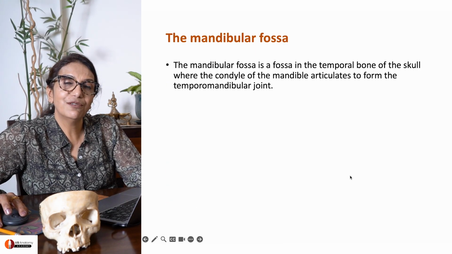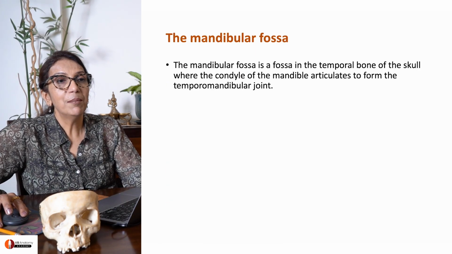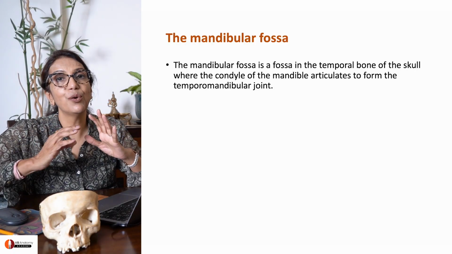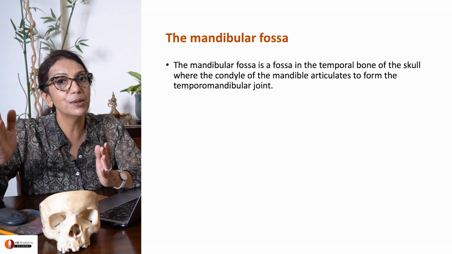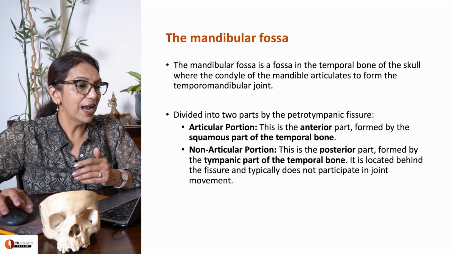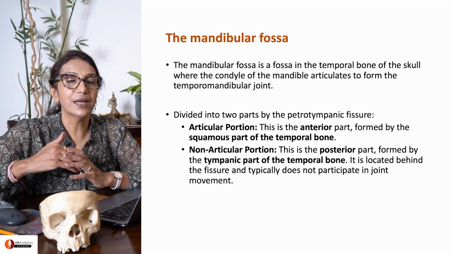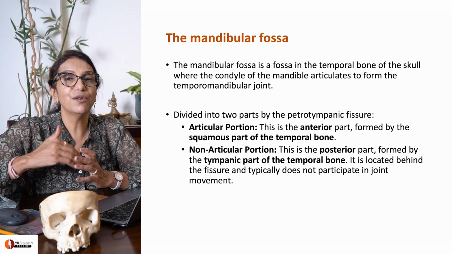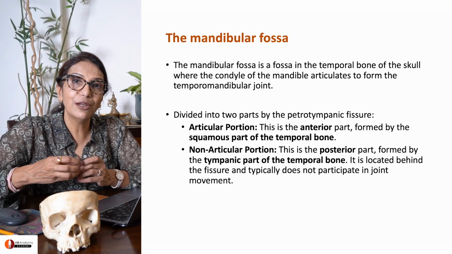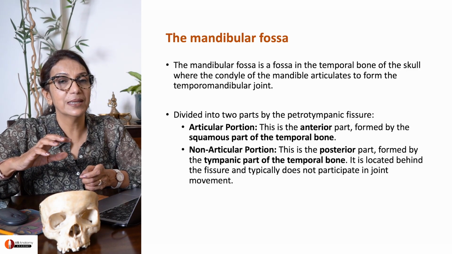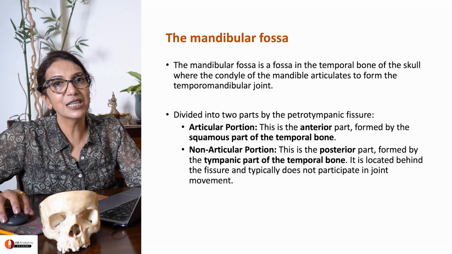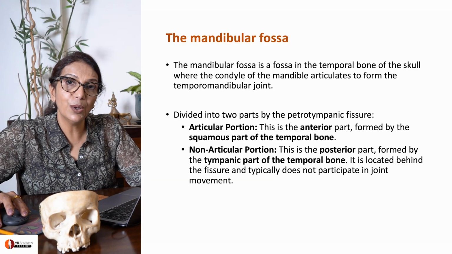What is mandibular fossa? Why is it important? Mandibular fossa is the part where the mandible fits to form the TM joint, temporomandibular joint. It has an anterior part which is articular and a posterior part which is non-articular. The posterior part is formed by the tympanic plate, and actually the condyle of mandible does not articulate with it. The anterior part is deep, and that's where the actual articulation and formation of the joint occurs.